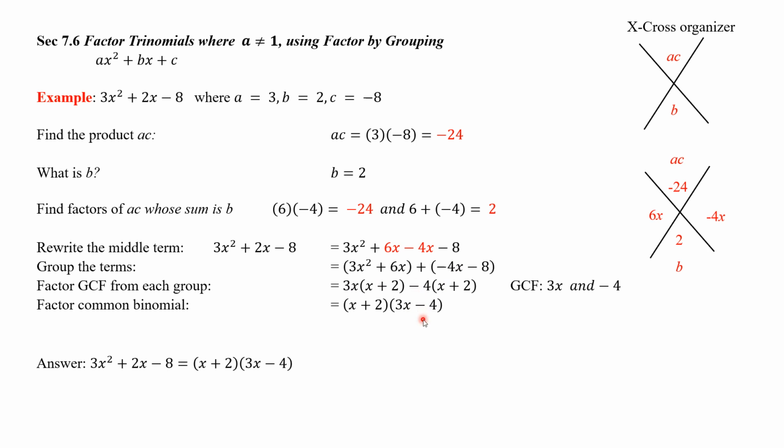Keep that sign. So our answer is 3x squared plus 2x minus 8. The factored form is x plus 2 times 3x minus 4. And to check it, you can use FOIL to make sure you get the same answer as the expression you started with. So now the next example we're going to walk through just a little bit slower and organize it just a little bit differently.